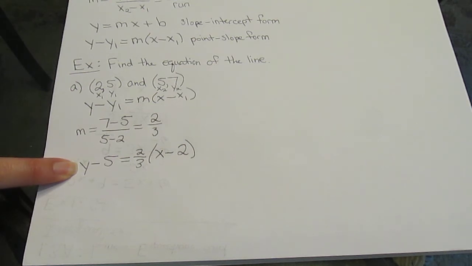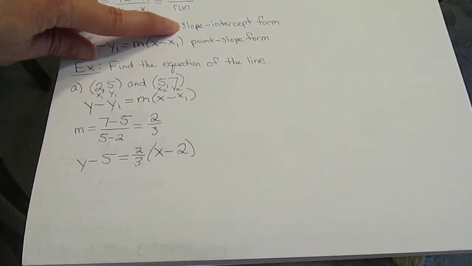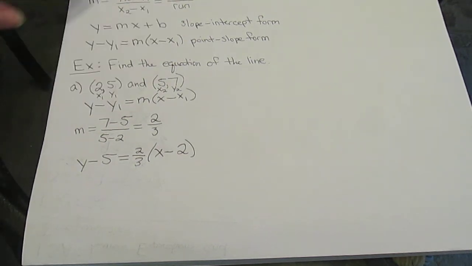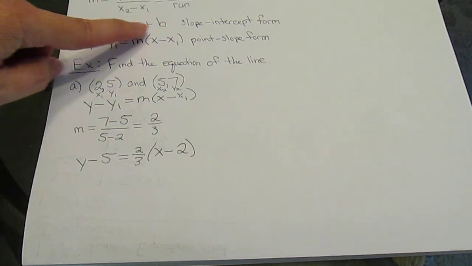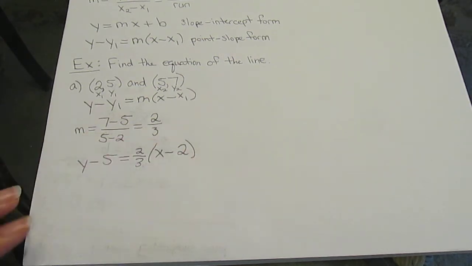Most of the time, they don't let you keep it in point slope form. They either tell you write the answer in slope-intercept form or write the answer in standard form. Let's just change it to slope-intercept form first. So we need to get the y by itself. And notice there's no parentheses over here either. So I'm going to go ahead and distribute the 2/3 first.